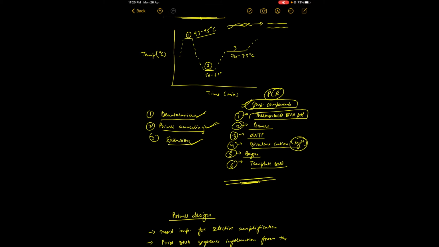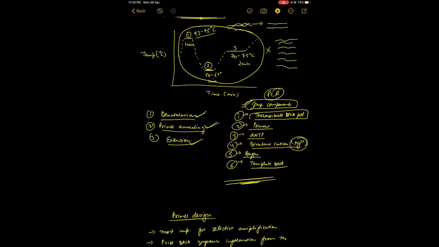Along with the temperature, the requirement of time is also important. The denaturation takes place maximally for 1 minute, and for the primer annealing we also give 1 minute, and for the extension of these fragments we give 2 minutes. So this cycle gets repeated many times, and this will help in making various copies of the required fragment.